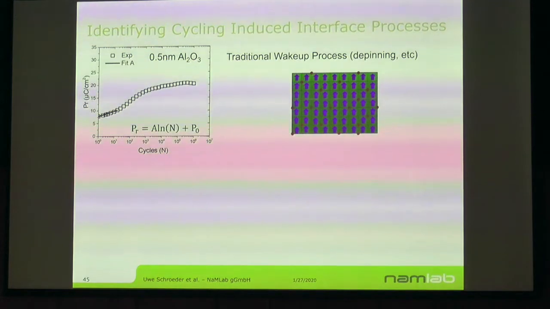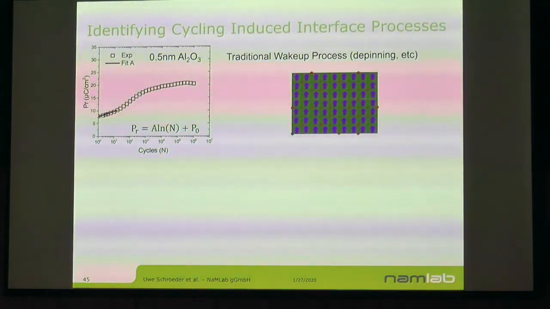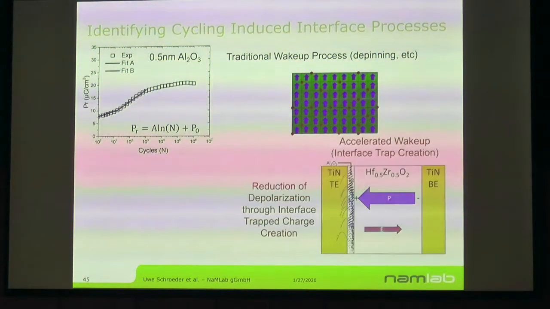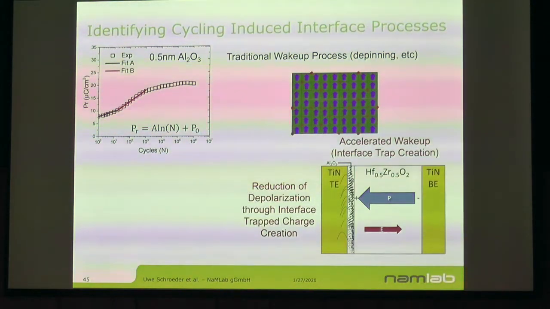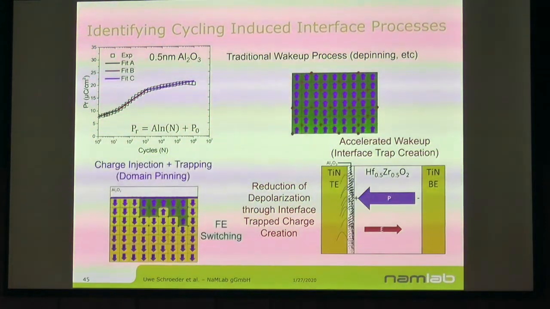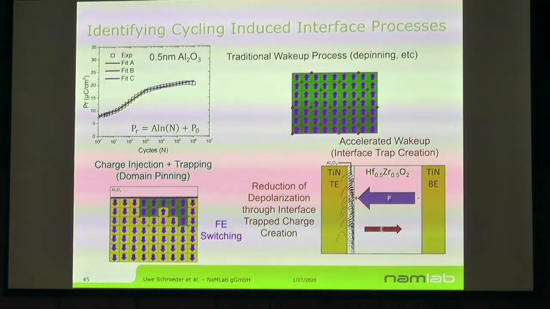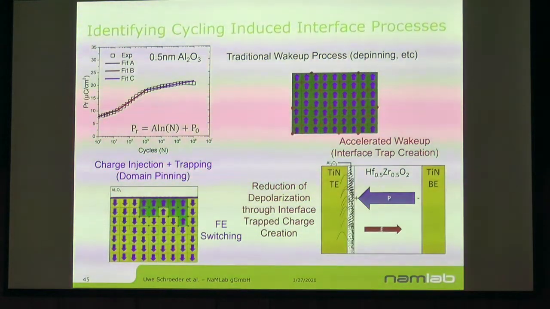And so overall we came to a model where we think in the first phase we still have deep pinning. Then in the second phase we have an injection of charges in this interfacial layer, which reduces the depolarization field over time. And then in the third phase we have injection first only in the interface, and later on also into the bulk of the hafnium oxide, which then degrades the properties later on.